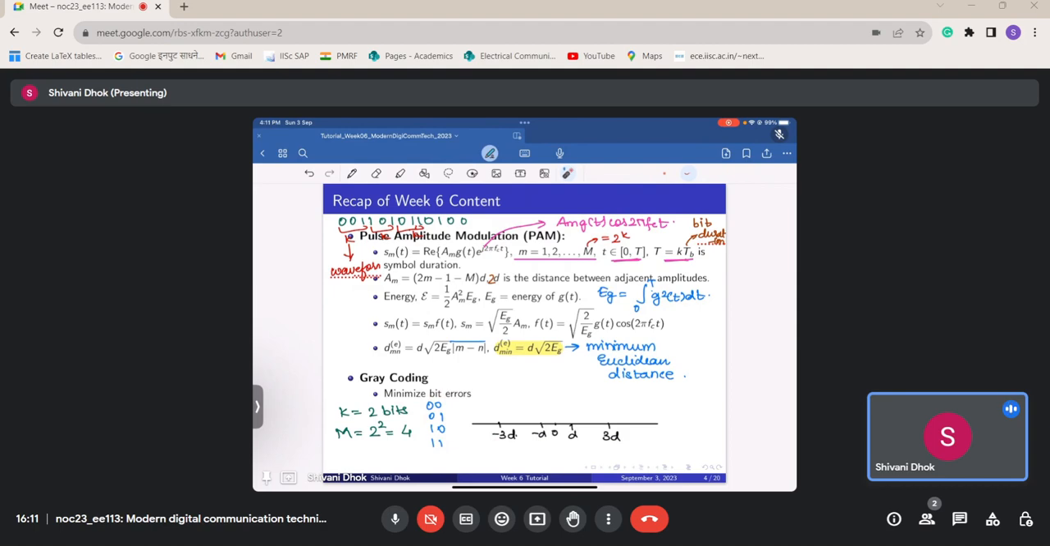So the criterion to do that is, when I am decoding, which will be discussed at a later time, I'll be having certain decision regions. So the decision region for this 3d, minus 3d will be this one, this one. Similarly for this minus d, it will be this region. Then for plus d, it will be this region.